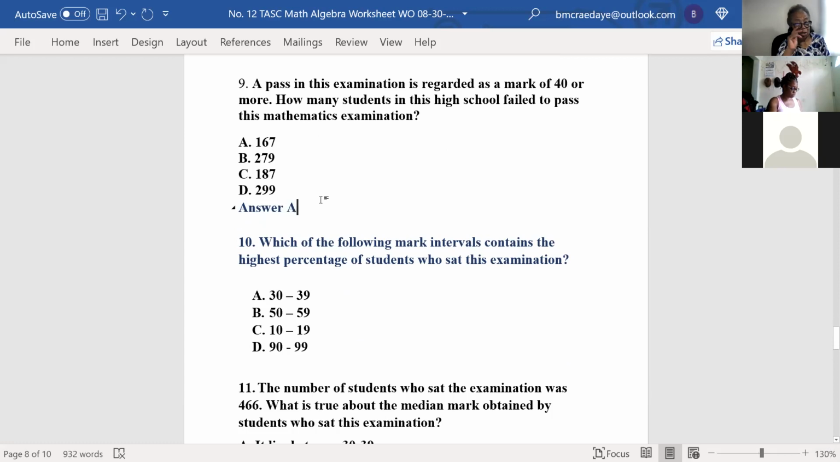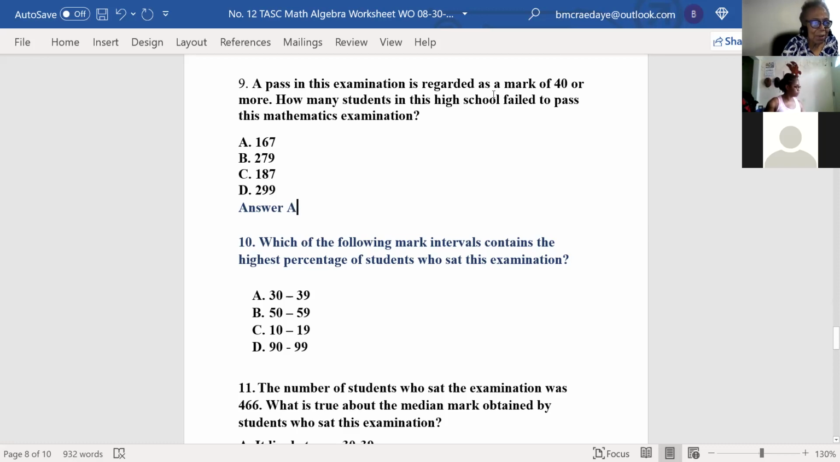I think, Maureen, you put the 40 to 49. Remember, it says pass is 40 or more. So you don't add that next range, because that's 40 to 49, right? So the answer is 167. Is that what you got, Vanessa? 167. Yes, Ms. Walker.